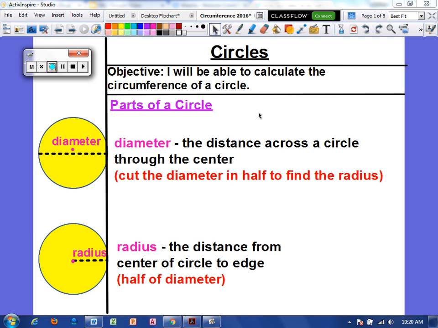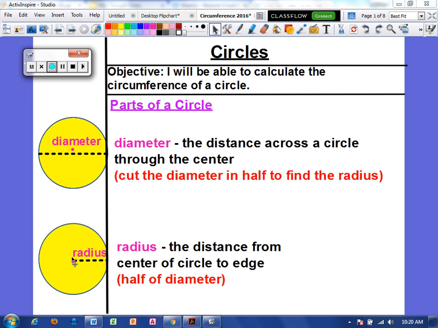Your objective: I will be able to calculate the circumference of a circle. So first of all, let's review the parts of a circle. First we have the diameter. The diameter is a distance across a circle, and it has to go through the center.